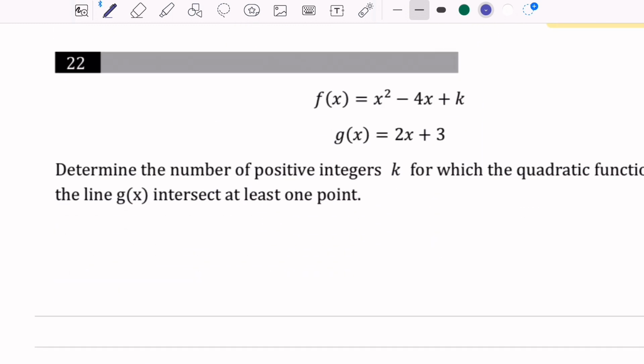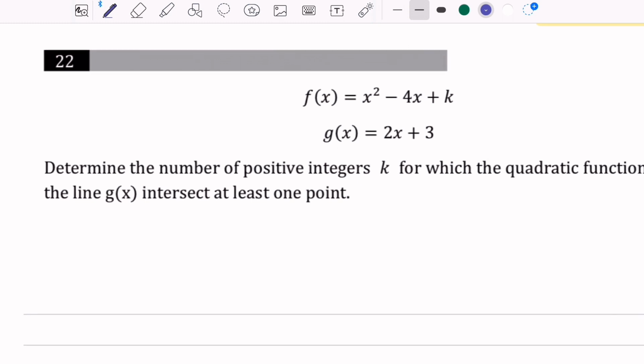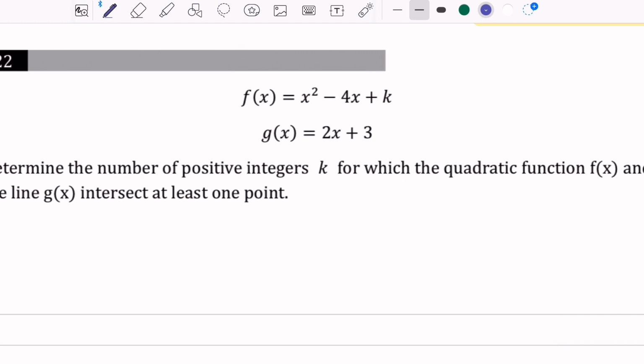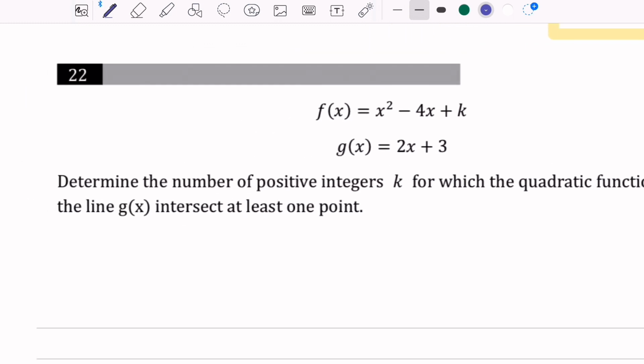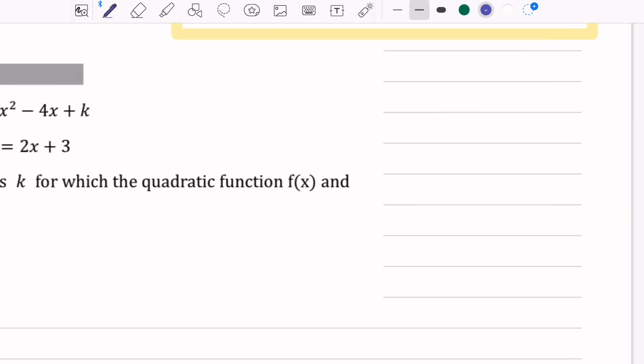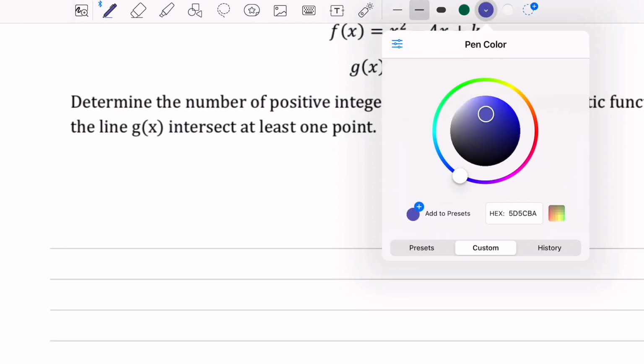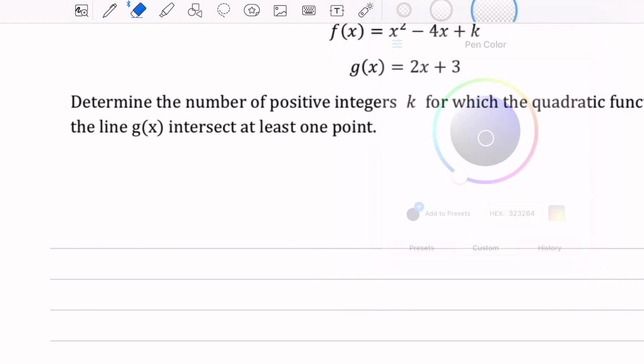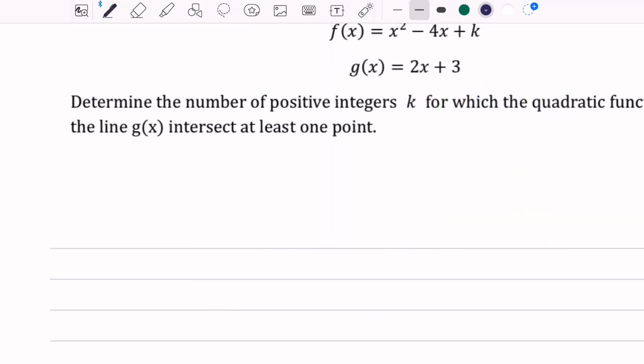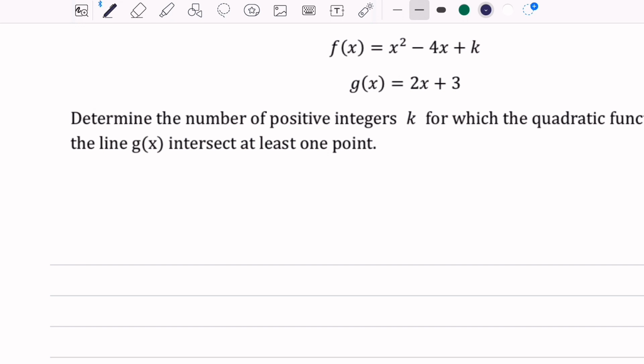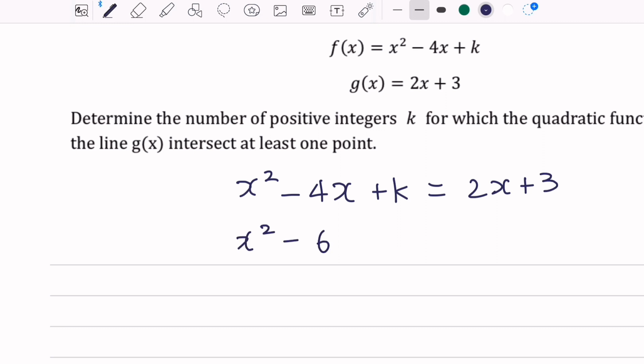Number 22. This will be the last question of today's lecture. Determine the number of positive integers k for which the quadratic function f(x) and the line g(x) intersect at at least one point. Since they intersect, let's say x squared minus 4x plus k equals 2x plus 3. Then the equation would be x squared minus 6x plus k minus 3 equals 0.